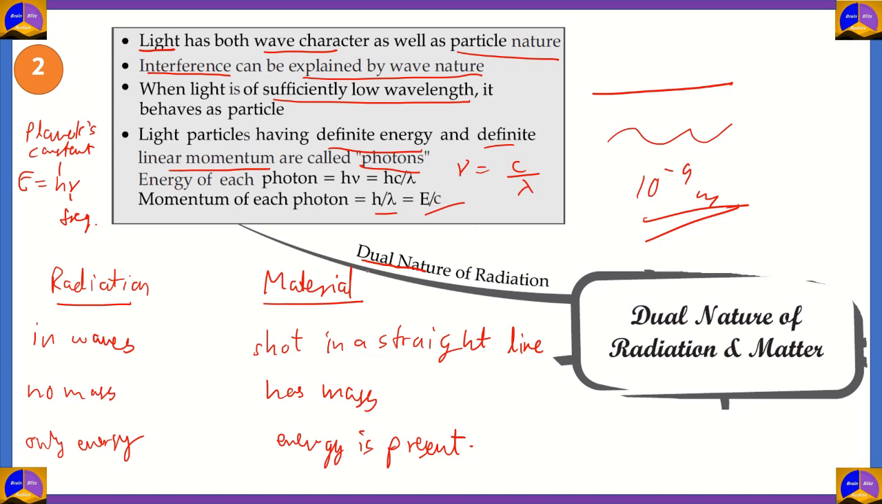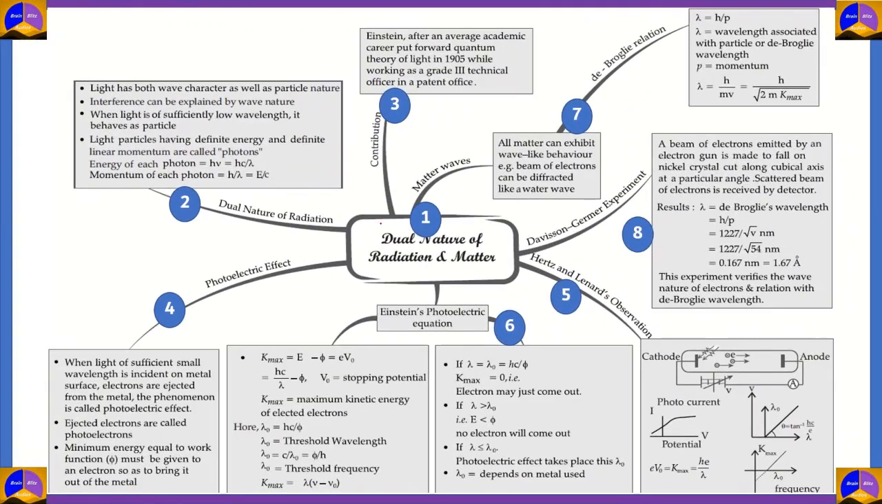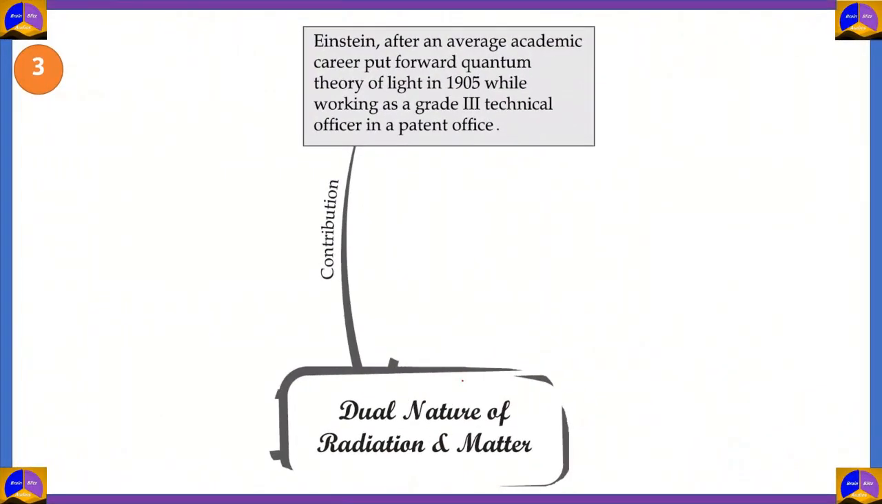So now that we've studied the dual nature of radiation, let's look at some contributions with respect to the dual nature of radiation. Now, the most important personality here is Albert Einstein. Einstein, after an average academic career, gave us the quantum theory of light in 1905 alongside Max Planck. And at that time, he was working as a grade 3 technical officer in a patent office.